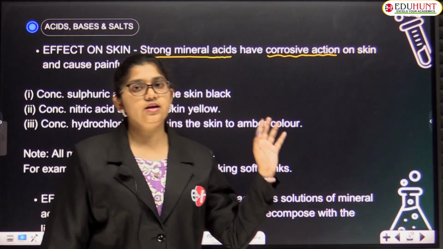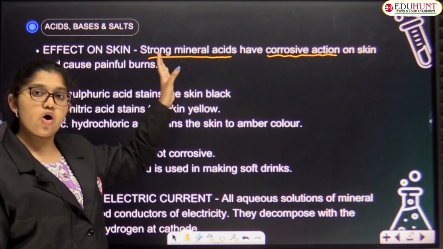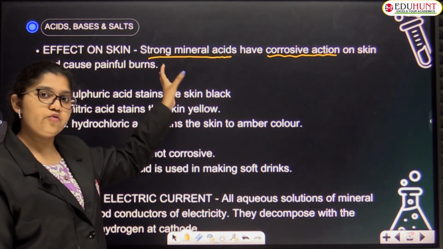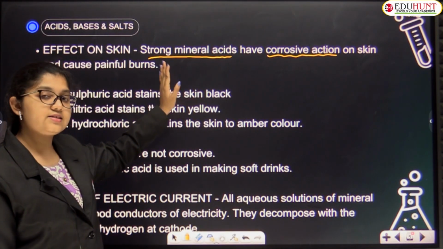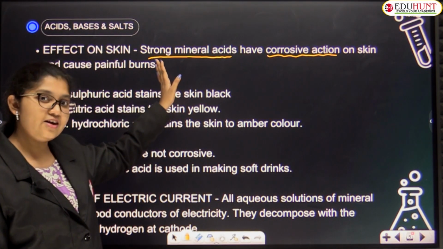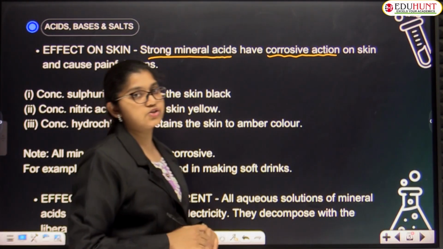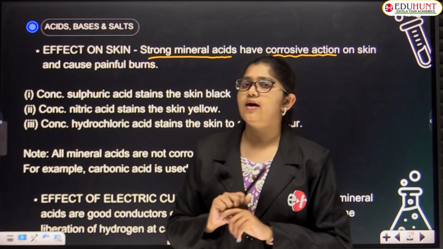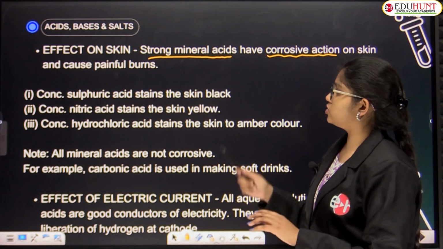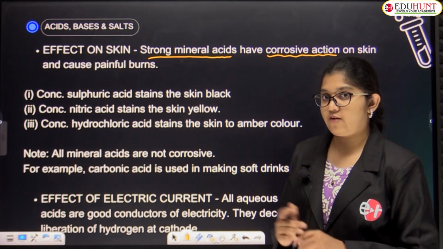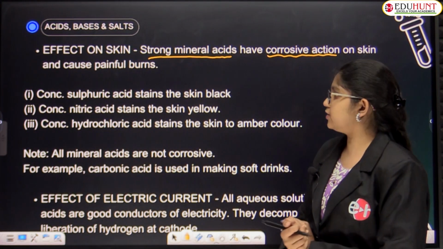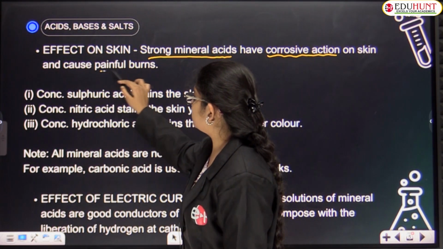But these inorganic acids are strong, in the sense that they are mineral acids. They are laboratory acids, so are they safe? No, they are not safe. Okay, so strong mineral acids have corrosive action on skin, so they are not safe to touch and also should not be applied on your skin. You have to wear gloves and all during laboratory sessions. Okay, so it causes painful burns.